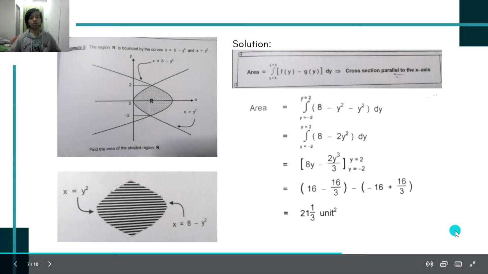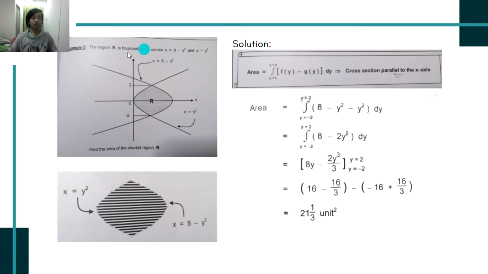So, our first question is finding the area between two curves. We can see our question here. The region R is bounded by the curves x equals 8 minus y squared and x equals y squared.